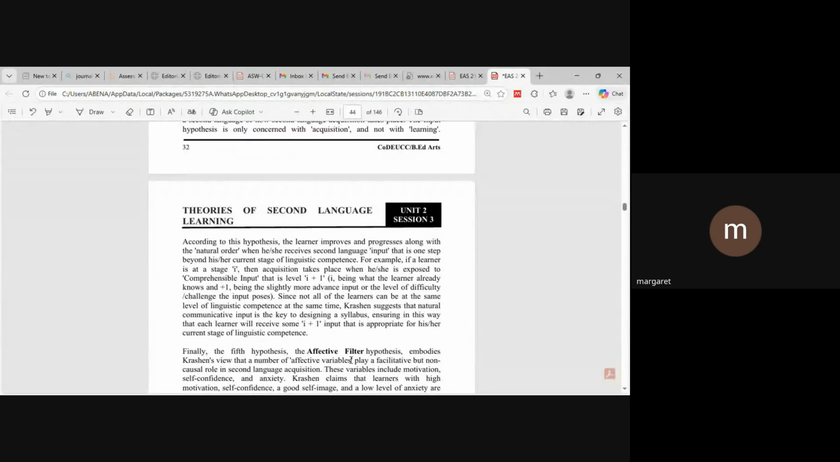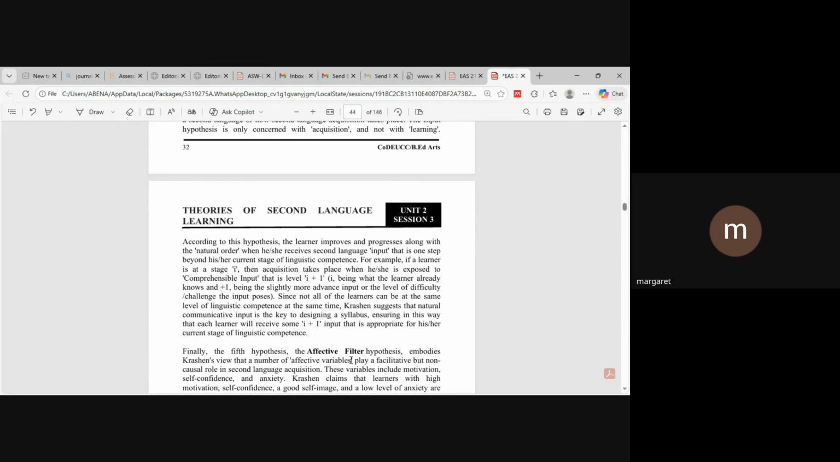But when the filter is low, the child is able to keep some of the input you give to the child. Right. So this is what we mean by affective. Affective filter are some variables that affect the possibility of the input you have taught the child, you've given to the child, staying in the child's brain.